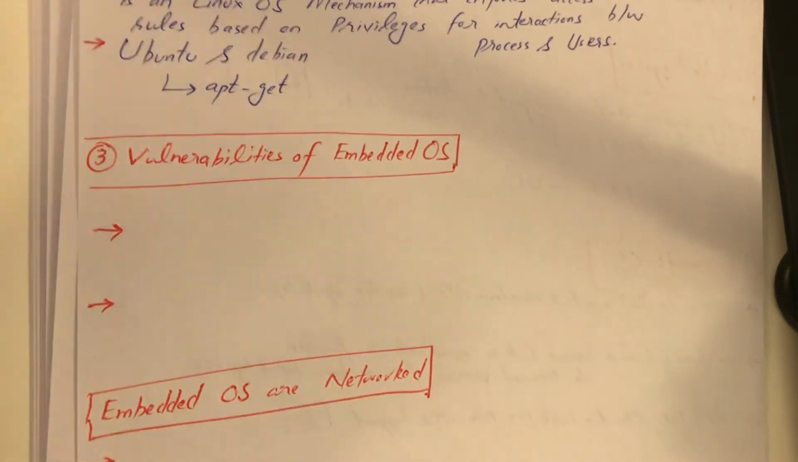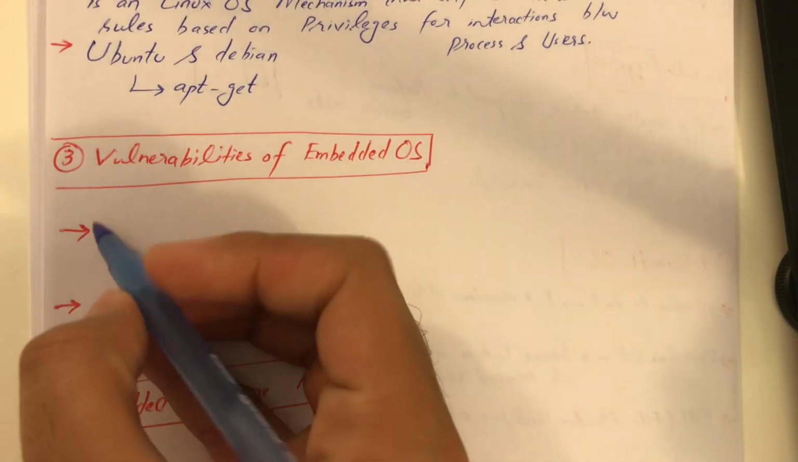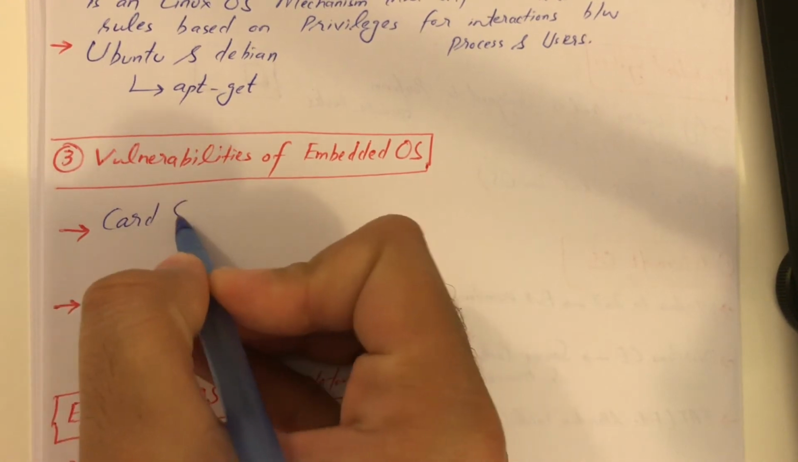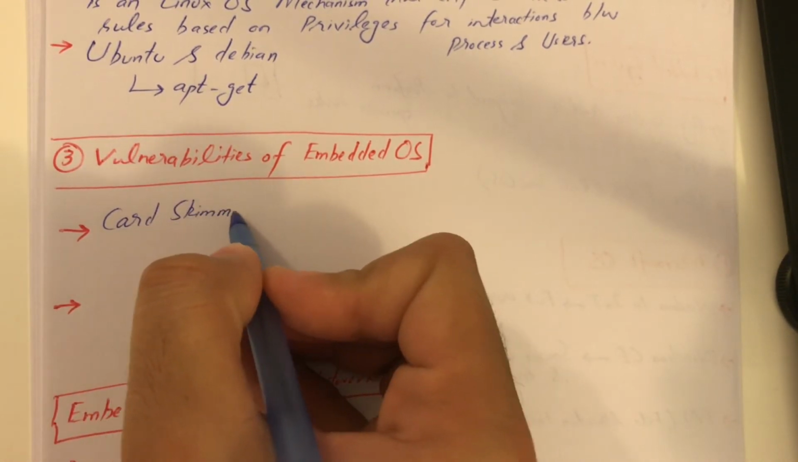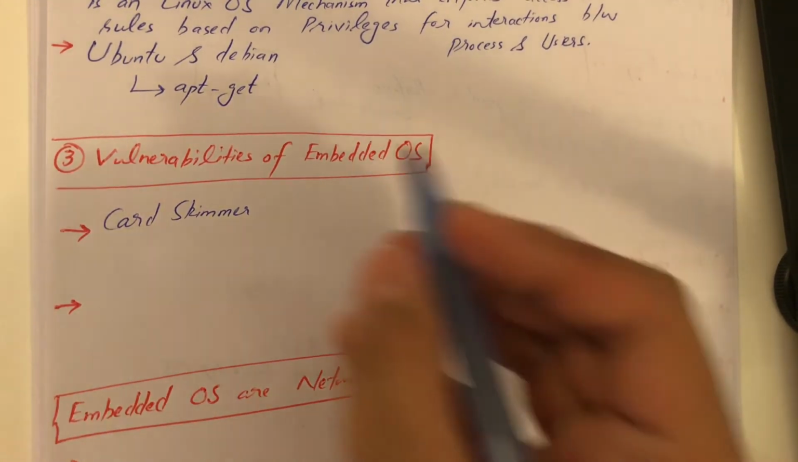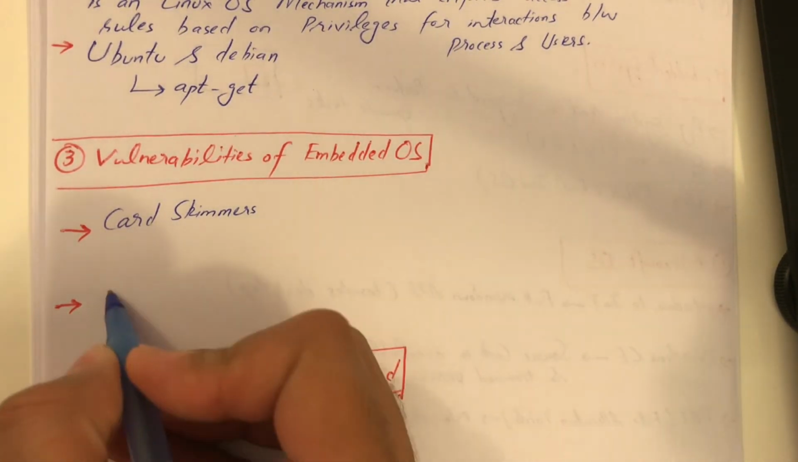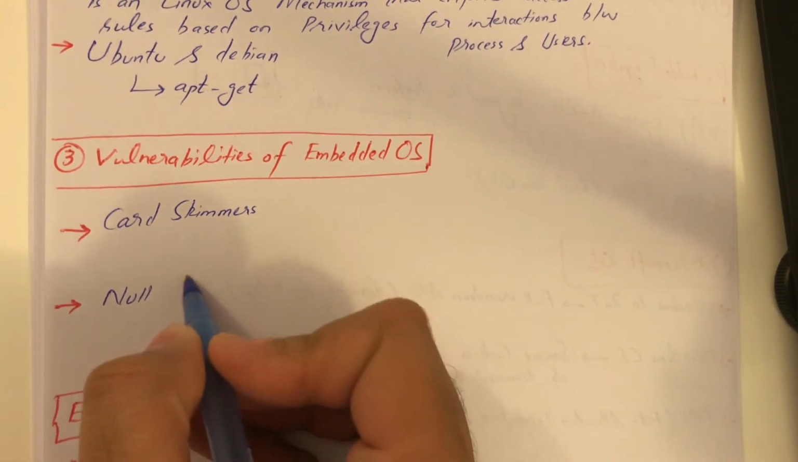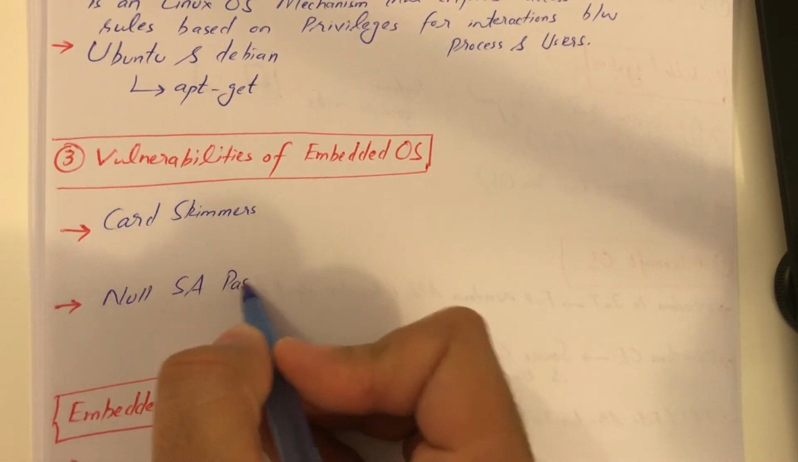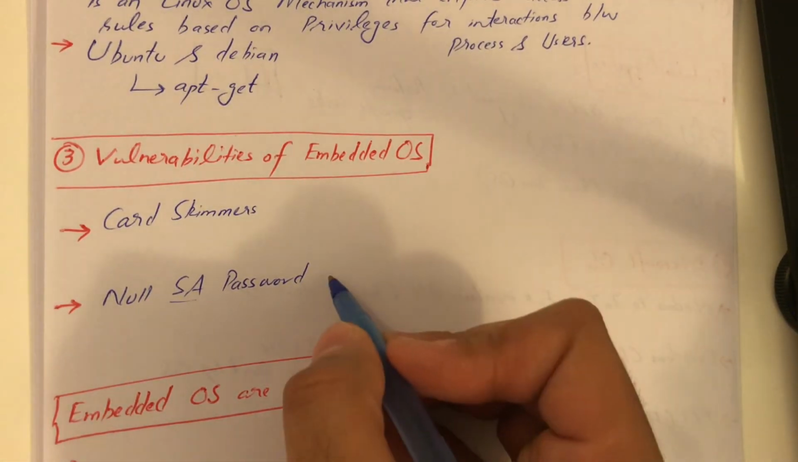Some of the common vulnerabilities: one is card skimmers, used to steal credentials, which is again very common. One of the biggest vulnerabilities with these embedded operating systems, and really a big issue as well, is the null SA password. SA stands for system admin, and that's the biggest problem.